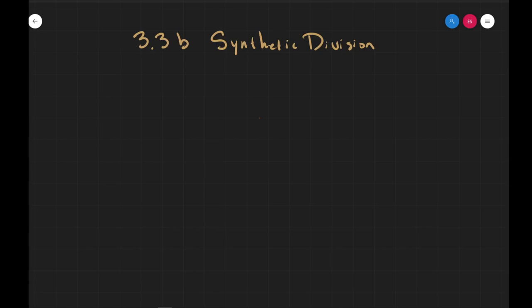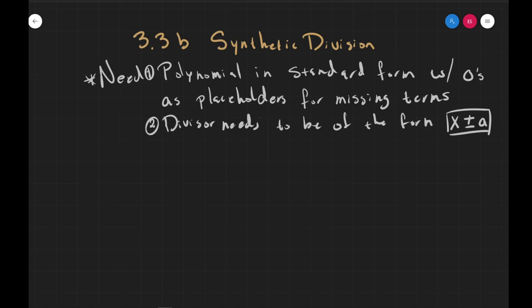Today's topic, we're going to be talking about synthetic division. All right, we talked about polynomial long division yesterday, and synthetic division is a way that we can do a specific case of that type of division more quickly. So, let's take a look at what we need in order to actually do the synthetic division process. In order to use synthetic division, we need two things.